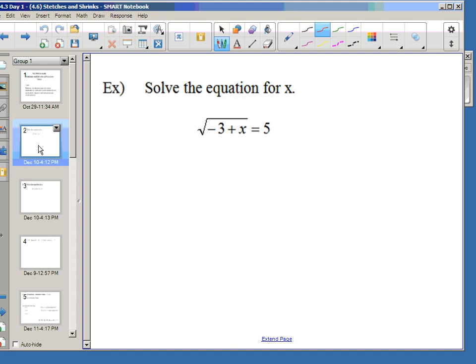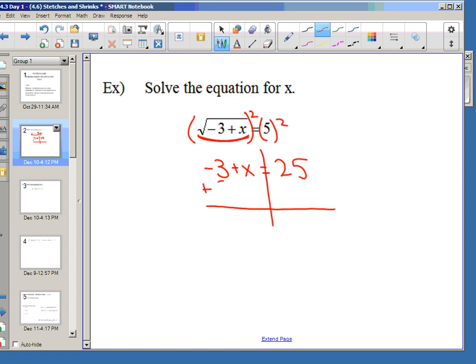Okay, now that you have this sheet out, what we're trying to do when we solve these equations is get this square root of negative 3 plus x by itself, or square root of something by itself. In this case, it's already by itself, so what we need to do is just square both sides. Our squared and square root are going to cancel each other out and leave us with just negative 3 plus x equals 5 squared, which is 25. And then from here we solve for x. So I add 3 to both sides. Our 3's cancel here, and we get x equals 28.